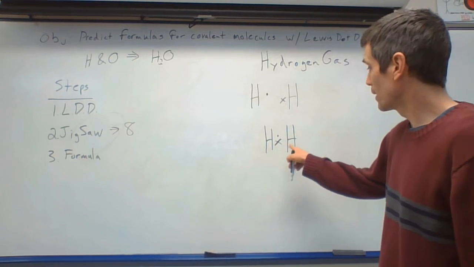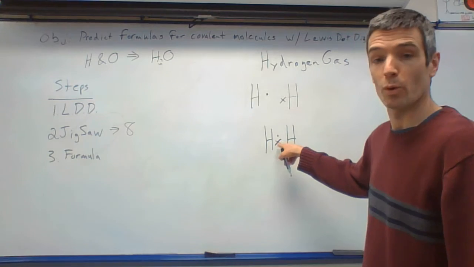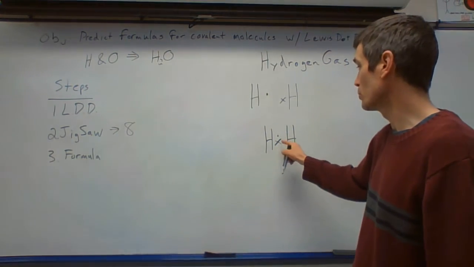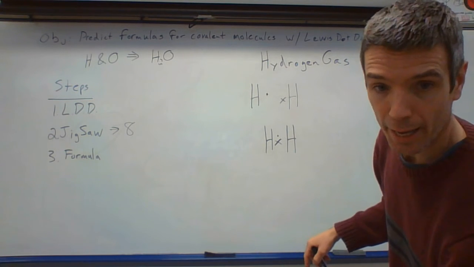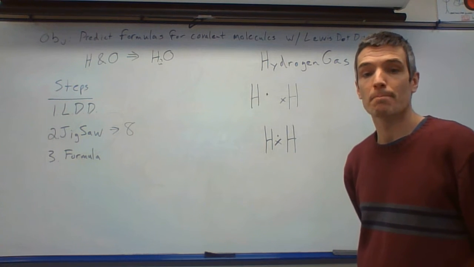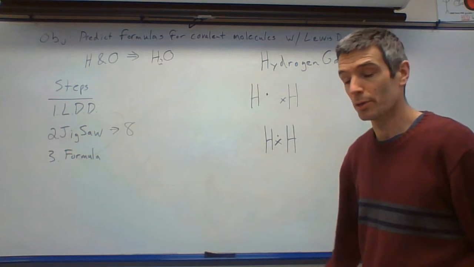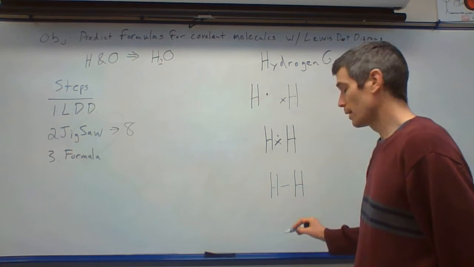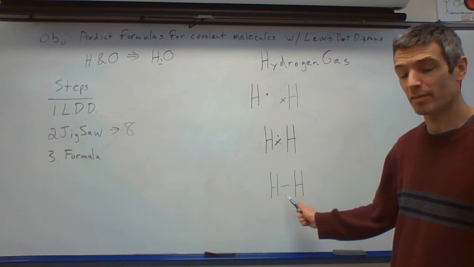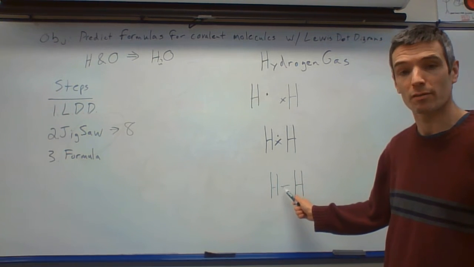Now, each one is sharing 1 with the other, and they each have 2. You count hydrogen 1, 2, all right? And therefore, I have a full outer shell. Another way you can do this is a stick. And this stick represents 2 bonding electrons.